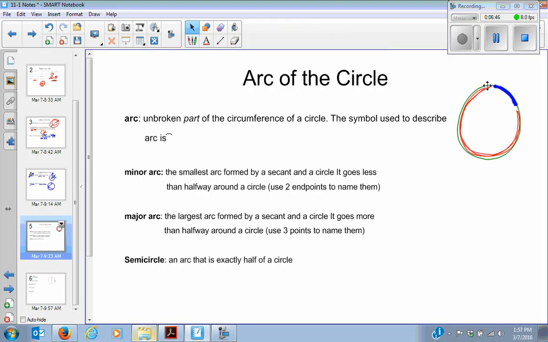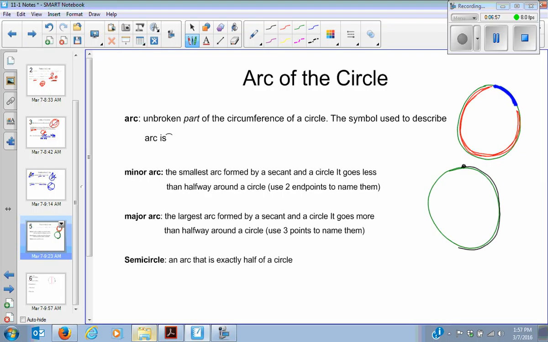And then if we had a circle and I had exactly half of it, that would be called a semicircle. With these, minor arcs, you only use 2 endpoints to name them, whereas for major arcs we're going to use 3, and even for semicircles, we're going to also use 3 points to name them.